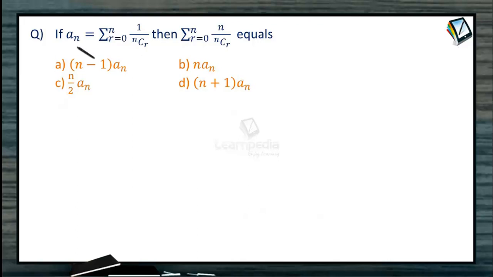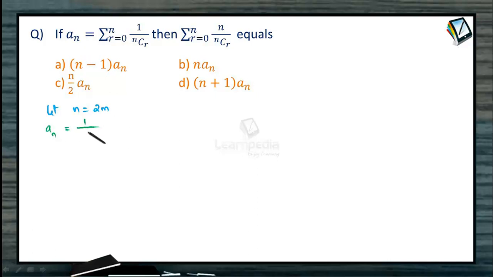Now here an is given as the sum of r equal to 0 to n of 1 by nCr. Then we need to find the sum of r equal to 0 to n of r by nCr value. Now for the sake of calculation of this, let us consider n to be an even number. Then n will become 2m. Then when n becomes 2m, what is the expansion given?